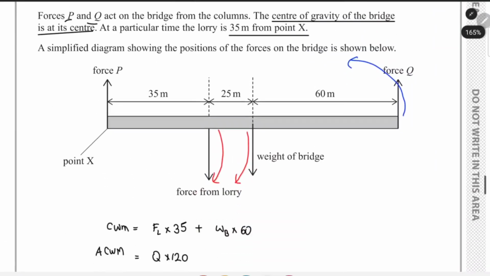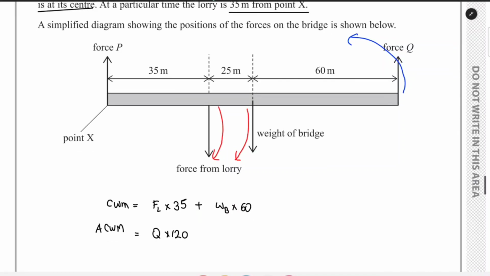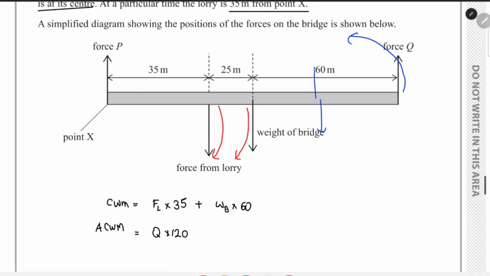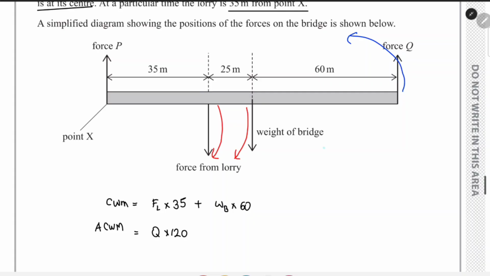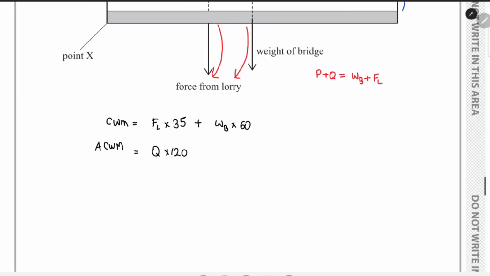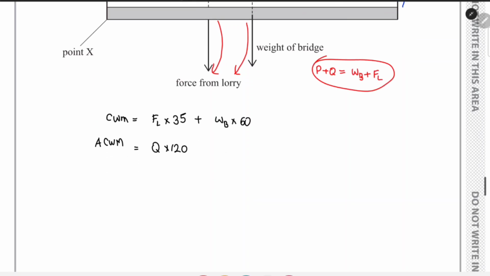Now we are done with Q, but we still need to find P. For P, we don't need to use moments now. We can just use the fact that since the bridge is stationary, the resultant downward and resultant upward force must be the same. So the upward forces are P and Q. The downward forces are the weight of the bridge and the force from the lorry. So they must be equal. We're going to use this equation now.